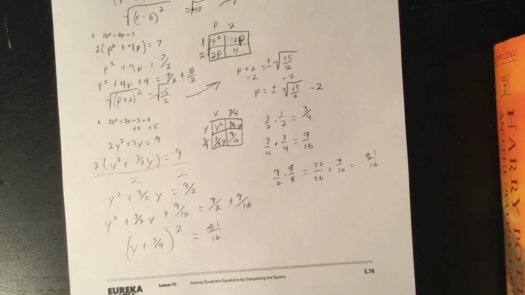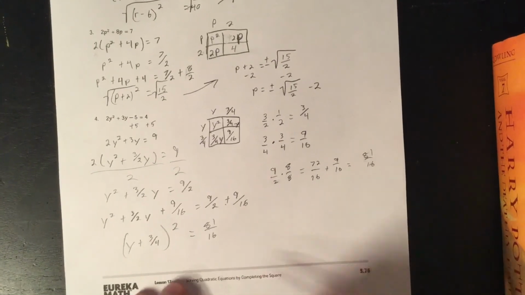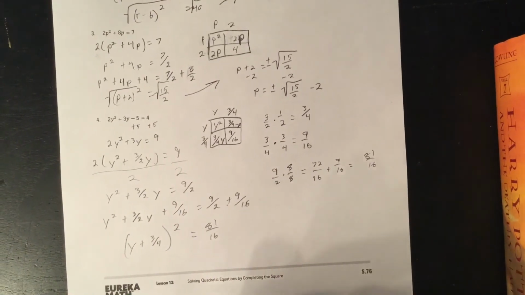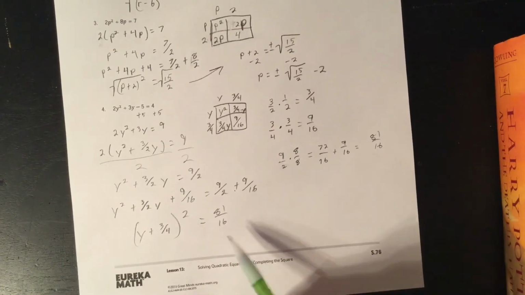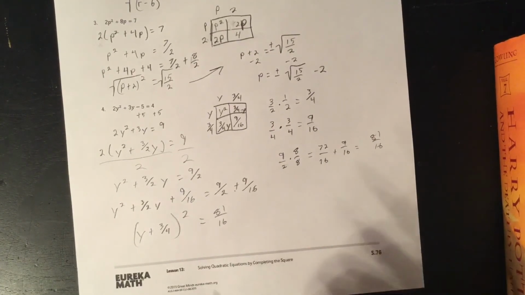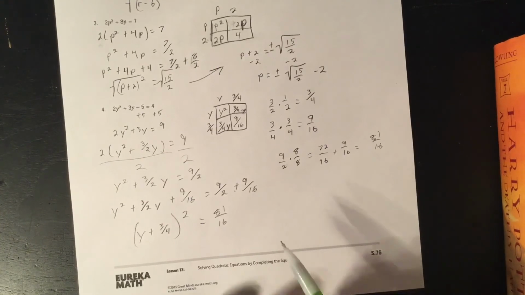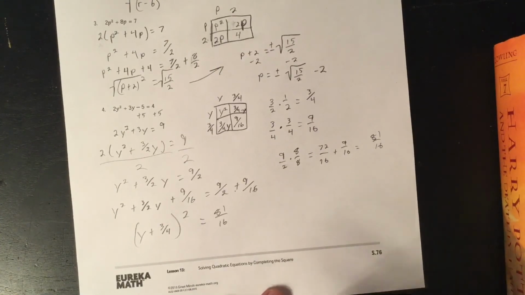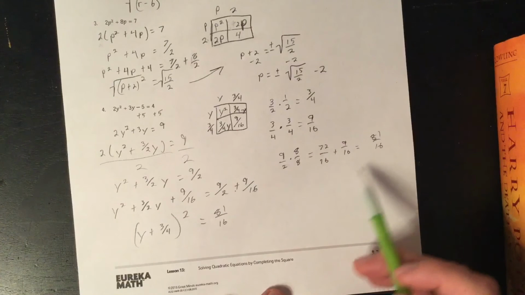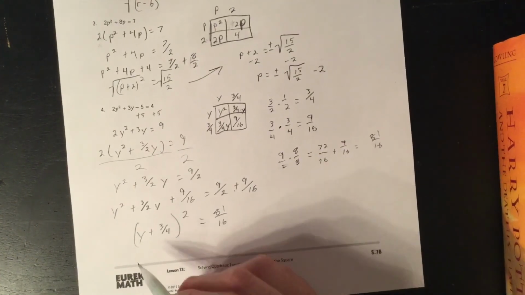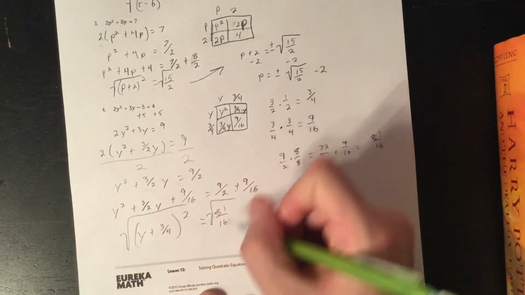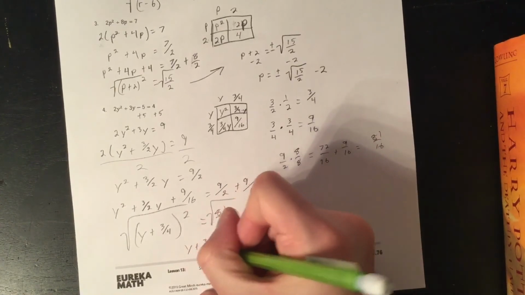So for this one, it's actually going to be nicer. These are both easily square rooted. So this will work out nice for this one. Again, like I said, if you want to work with decimals, that's fine, but you do need to be aware of how to work with fractions. It's going to be something that's needed. So square root each side, you'll get y plus 3 over 4.